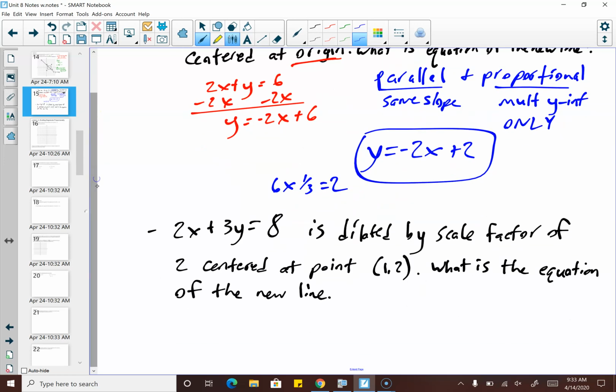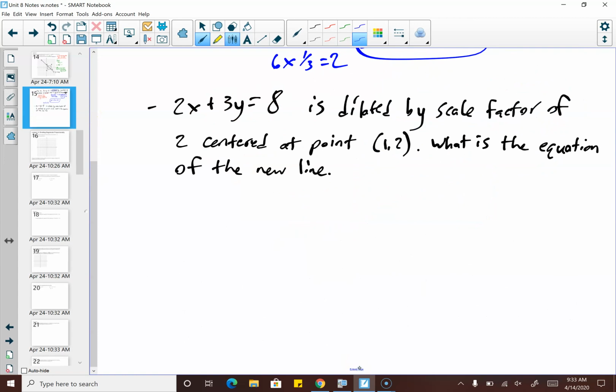Now, the other way that these questions appear is, that's not a negative, it's just a dash. 2x plus 3y equals 8 is dilated by a scale factor of 2 centered at the point 1, 2. What is the equation of the new line? Now, whenever they're centering it at a specific point, the first thing you want to do is check to see if it is on the line. So 2 times 1 plus 3 times 2 equals 8. 2 times 1 is 2, 3 times 2 is 6, and you get 8 equals 8.